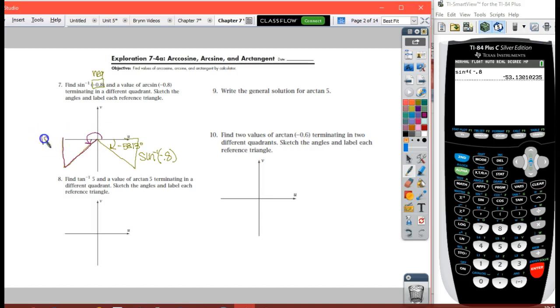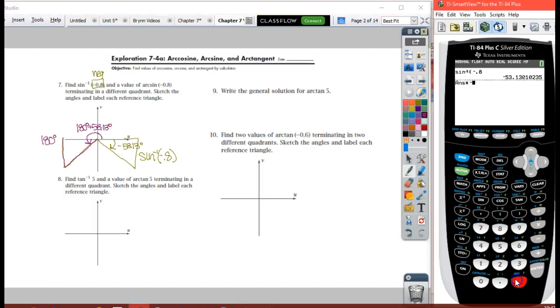Well, I know that this is 180 degrees, and we're going past 180, and the reference angle is 53.13. So to find this large angle, I'm going to take 180 plus my reference angle of 53.13 degrees. And again, keep your answer in your calculator. I'm going to go ahead and just multiply that by a negative 1 to make it positive, and then add that to 180. And so I will end up getting this larger angle.